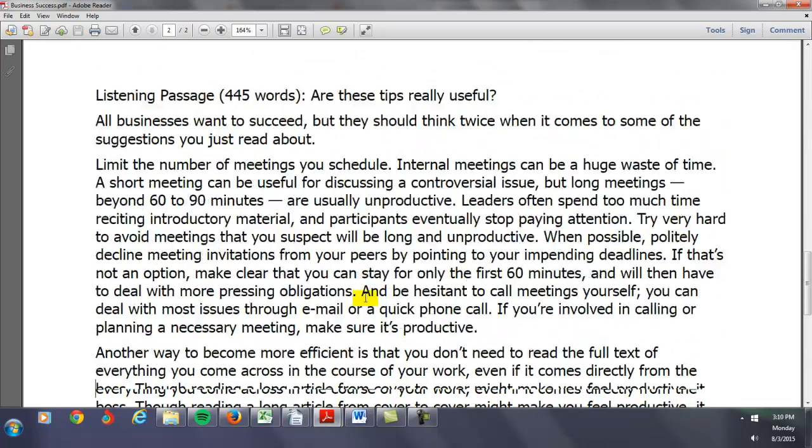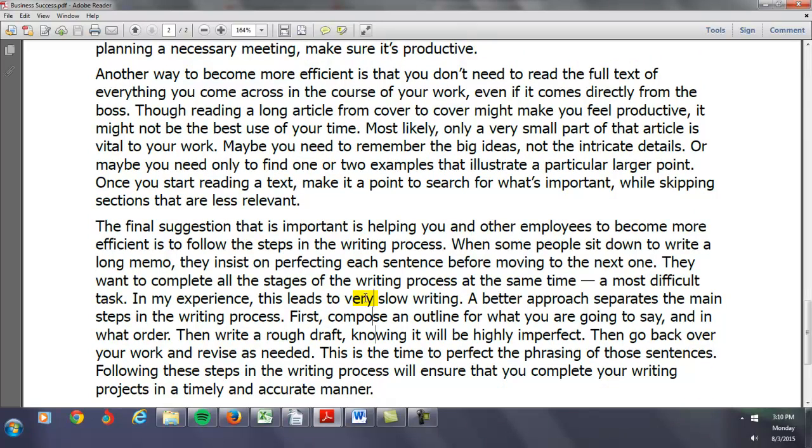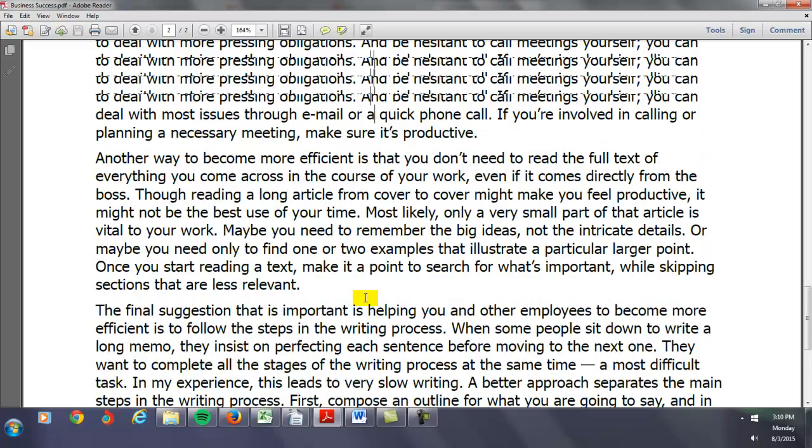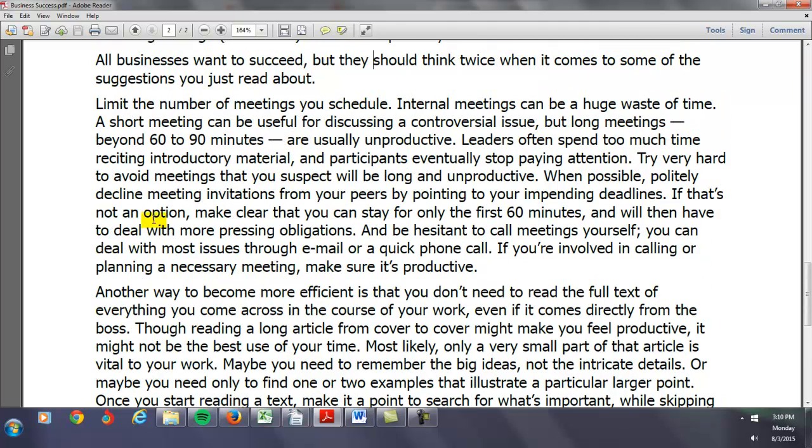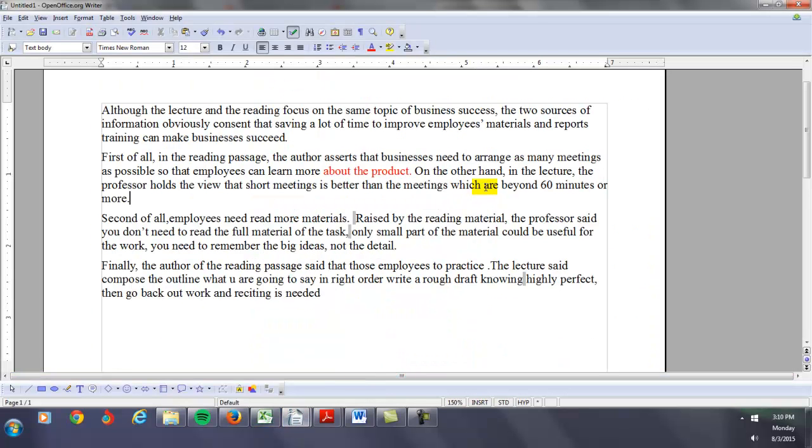So you need to give what I call a major support point here. So it's saying limit the number of meetings you schedule because they can be a waste of time. It says long meetings are usually unproductive. That you should say something like that, I think, here. So if you said the professor holds a view that short meetings are better than the meetings which are beyond 60 minutes or more because these longer meetings are unproductive, you might say, and that would be a little bit better than we said.